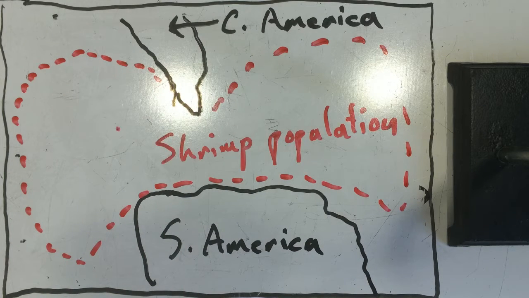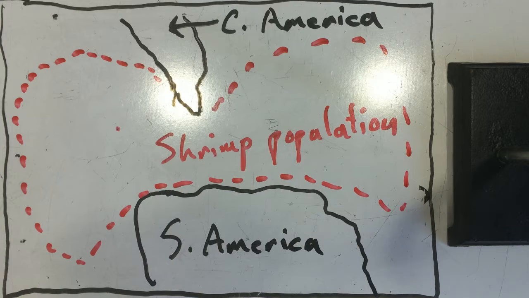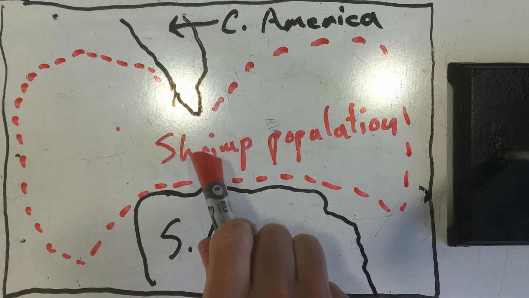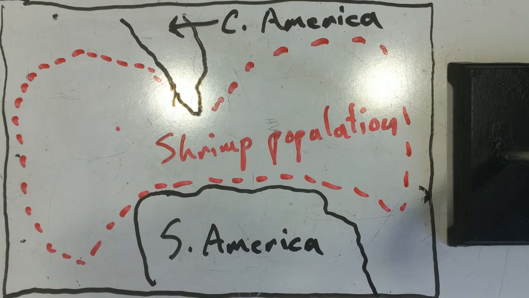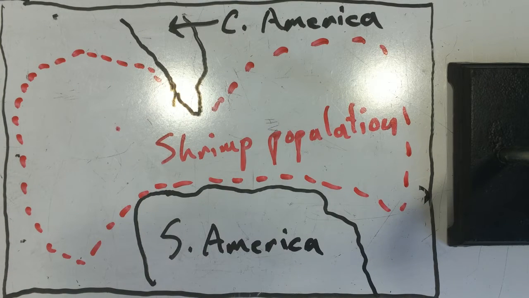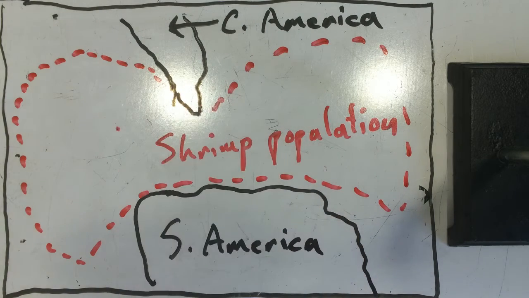What you may not know is that this isthmus is only a couple million years old, and that it was created by volcanic activity that built up a mound of new earth underneath the ocean that eventually broke the surface and created a land bridge between Central and South America. So the short of it is, millions of years ago, these oceans were connected, the Atlantic and the Pacific, by this little passage. So what I've shown right here is a shrimp population.